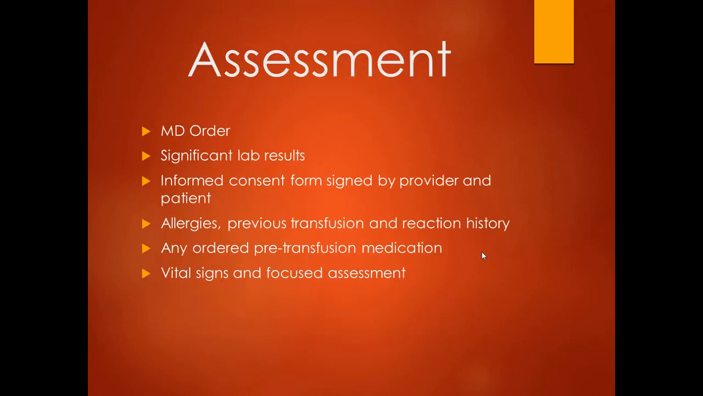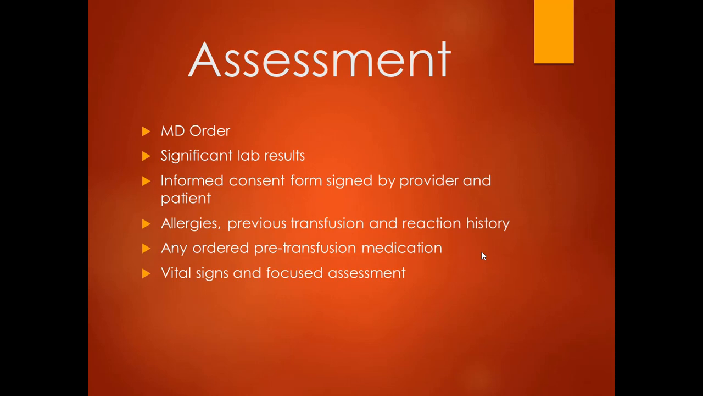Alright, so assessment. Like I said, informed consent signed by the provider and the patient. That's our job, to make sure that it has two signatures on it. We need to make sure that there's a doctor order. We need to make sure that the lab results reflect need. It kind of depends on providers, but generally it's a hemoglobin of 7 and below when we transfuse. We need to look at allergies, and if there have been any issues with reactions or transfusions in the past.